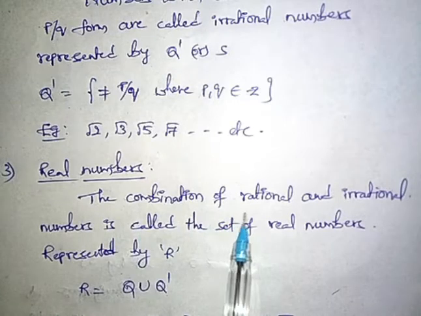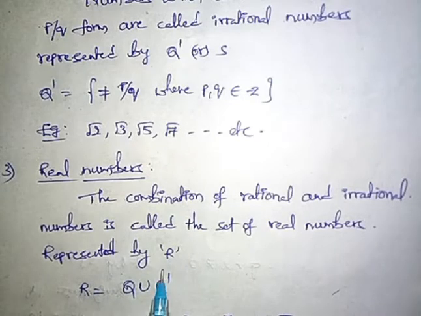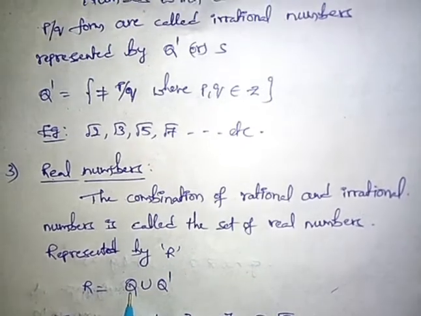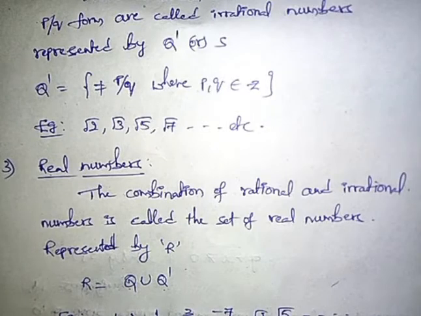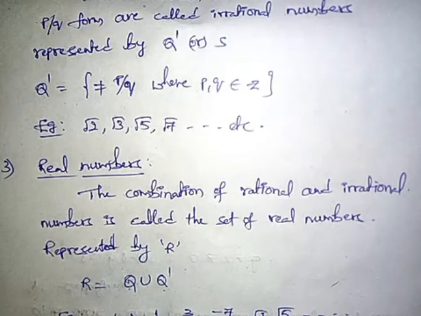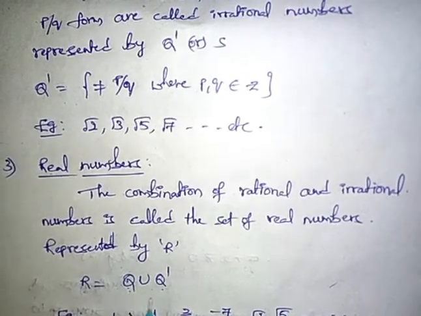That is, the combination of rational and irrational numbers is called the set of real numbers, and this real number set is represented by the letter R. That is, real numbers means union of rational and irrational numbers. Okay. All the rational and irrational numbers are called real numbers. The combination of all numbers, that is, either rational or irrational. The set or combination of all the rational and irrational numbers are called real numbers. So that's why R is nothing but the union of rational and irrational numbers.